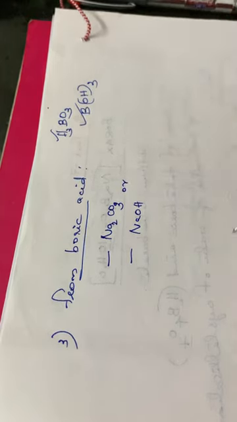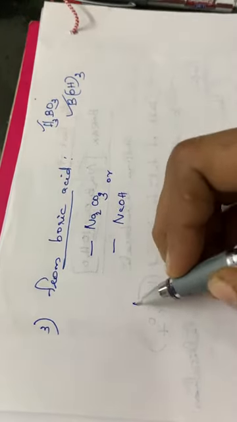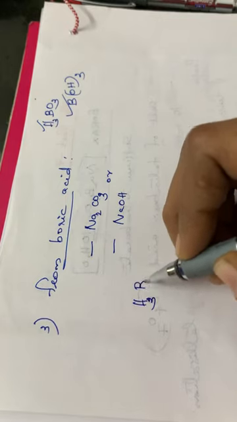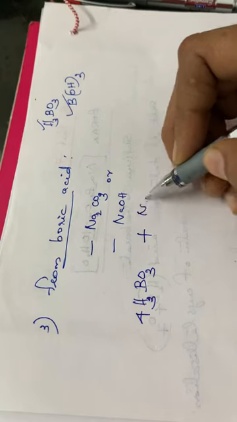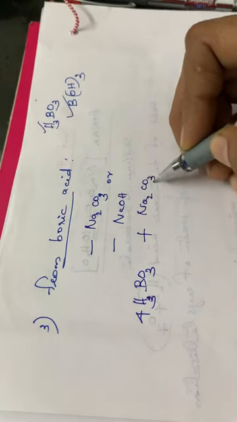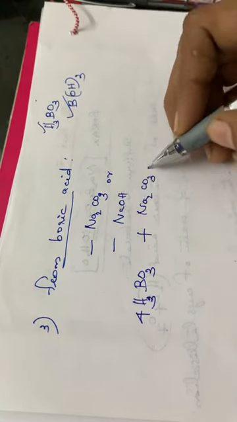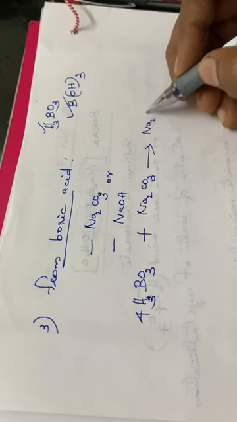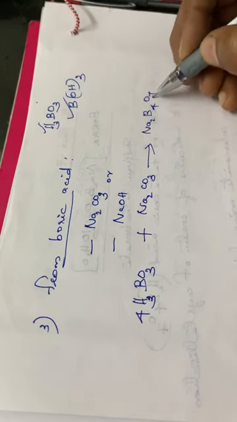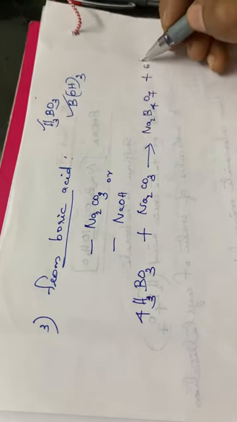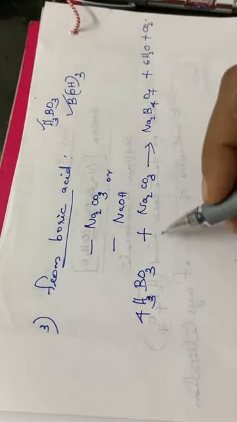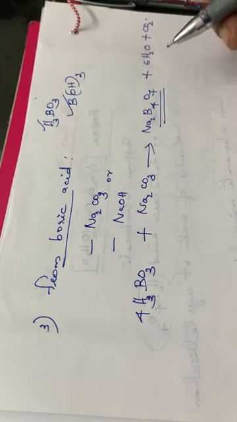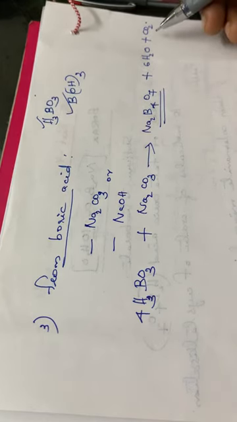And again, you have to write the reaction. See, 4 molecules of H3BO3, that is boric acid, plus Na2CO3, sodium carbonate, giving Na2B4O7 plus 6H2O plus CO2. That is borax plus water plus carbon dioxide.